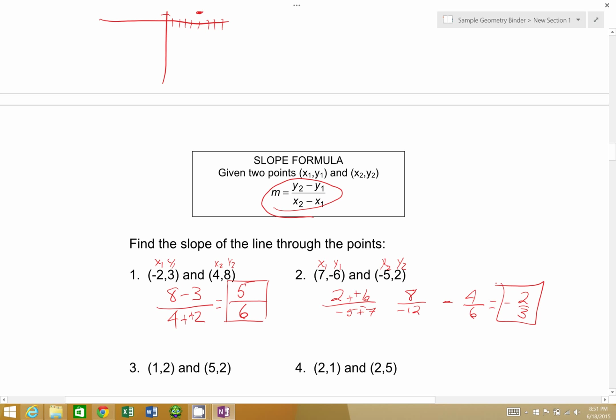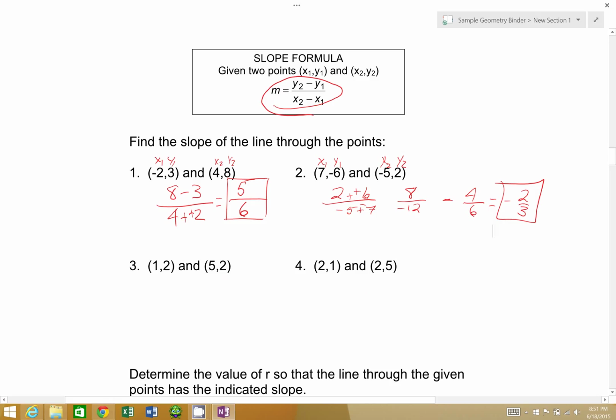Beautiful. Absolutely beautiful. I want you to try number 3 and 4 on your own. We're going to pause the recording. Try them on your own, then press play when you're ready. And we're back. So, by now what you should have done, let's label them x1 and y1, x2 and y2.